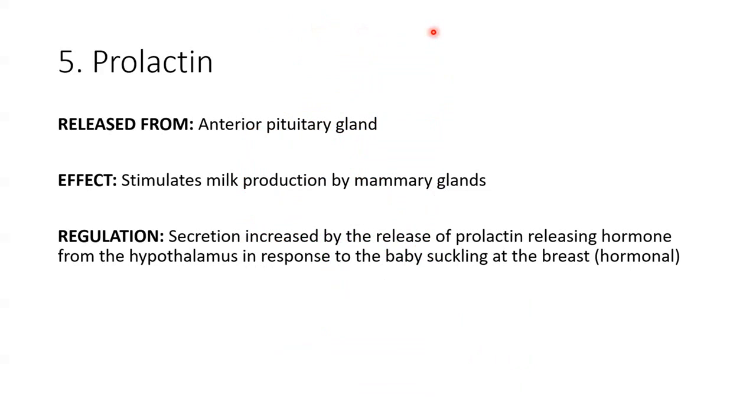Next, we have prolactin, and prolactin together with other hormones initiate and maintains milk production by the mammary glands both during and then after pregnancy. Now, it helps produce milk, but it doesn't actually help get the milk out. So the actual ejection of milk from the mammary glands depends on the hormone oxytocin, which is released from the posterior pituitary gland and which we will talk about shortly.